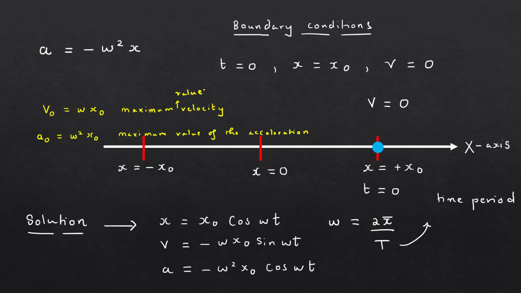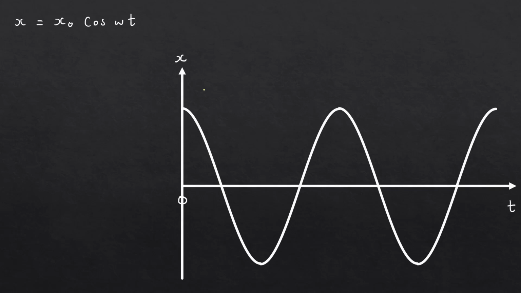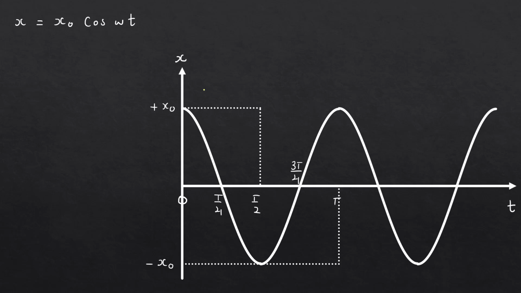Ok, now, je vais illustrer ma solution en graphe. Alors ici, je vais illustrer la solution pour position. So as you can see here, I'm labeling the t-axis up to one time period. And here we have at t equal to T by 2. And of course, it's at t equal to 0 first. So at t equal to 0, if you evaluate this expression here, you will see that x is equal to x naught. When t equal to T by 2, you are going to have x is equal to minus x naught.